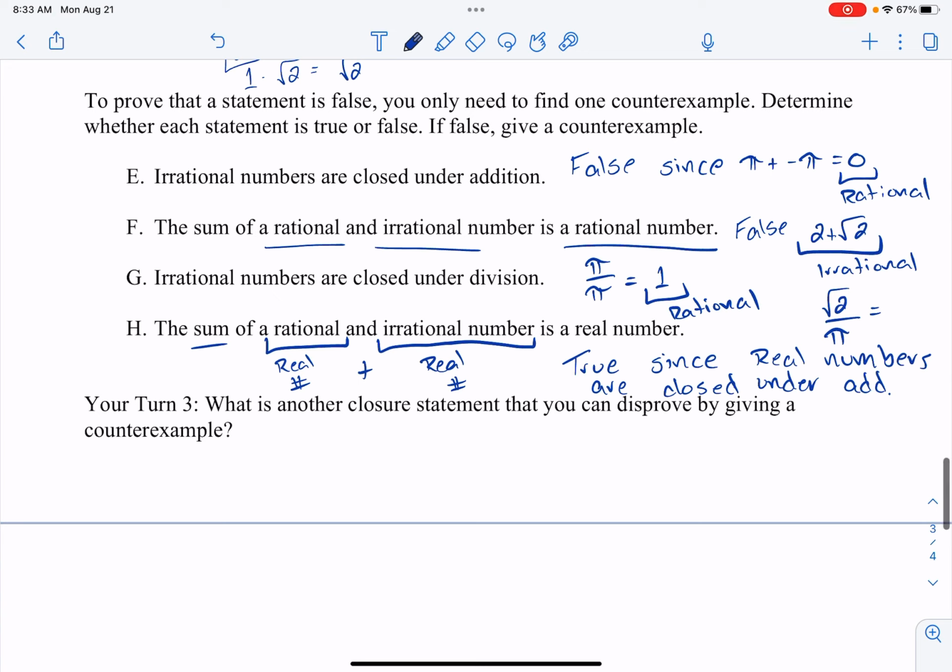Okay, last, your turn. What is another closure statement that you can disprove by giving a counterexample?